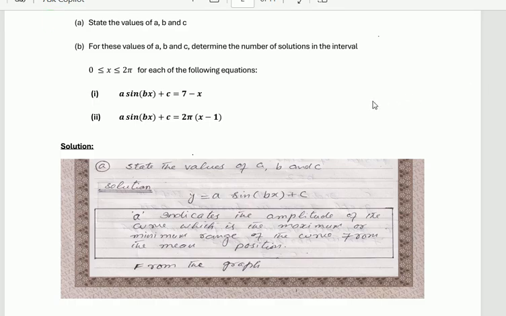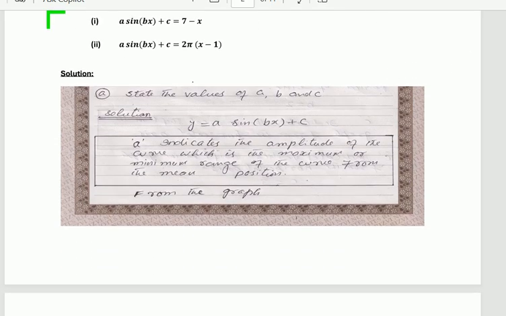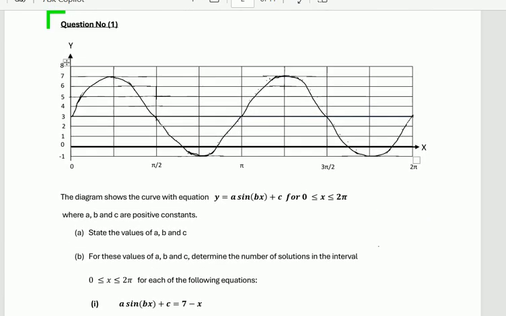Let's discuss the solution of part 1. State the value of a, b, and c. First of all, we shall discuss the different parts of this equation, y = a sin bx + c. The a indicates the amplitude of the curve, which is the maximum or the minimum range of the curve from the mean position. The question is, what is the mean position and what is the maximum or minimum range of the curve? Let's explain it.